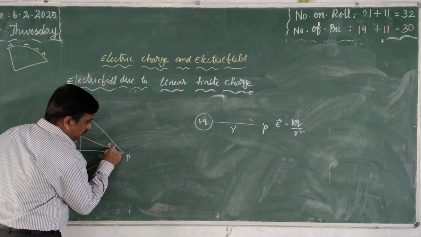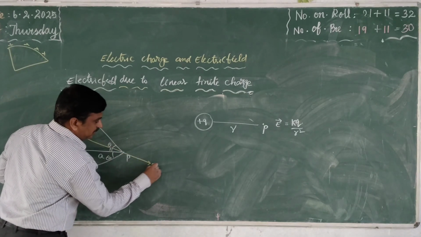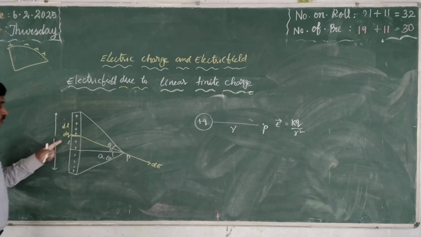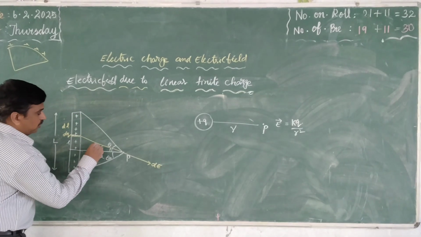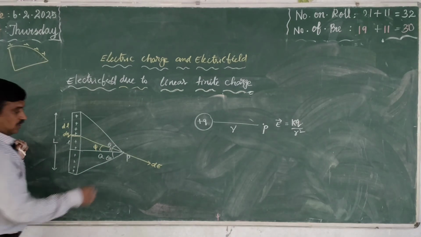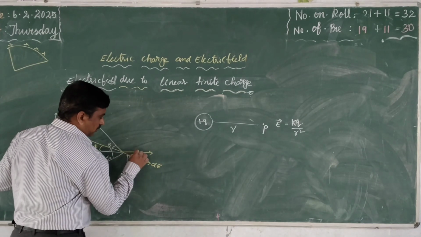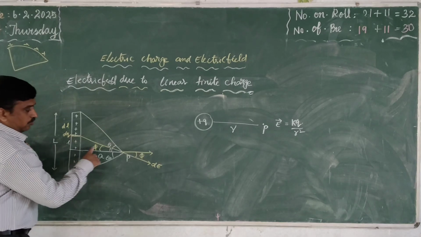That electric field at point P is dE. dE is the electric field due to the dq charge. Due to the dq charge, it makes an angle pi. Here it will be extended, so what angle is it making? Here angle pi, here also pi.